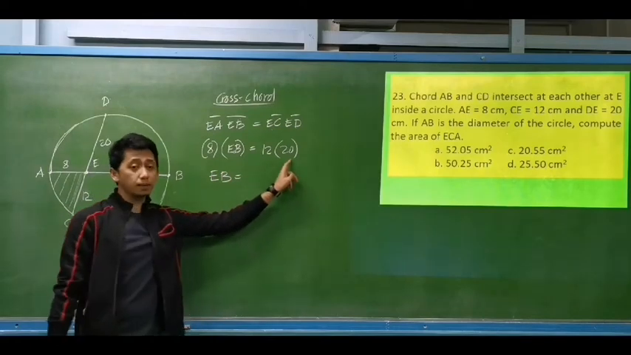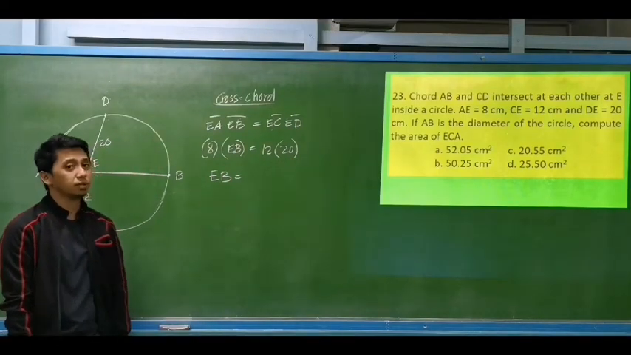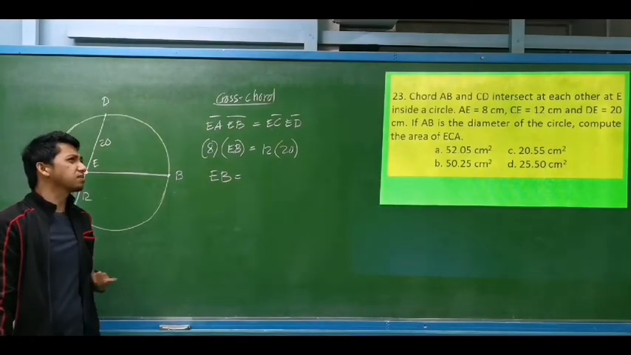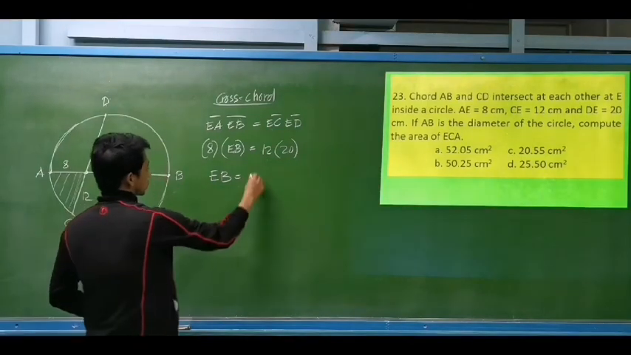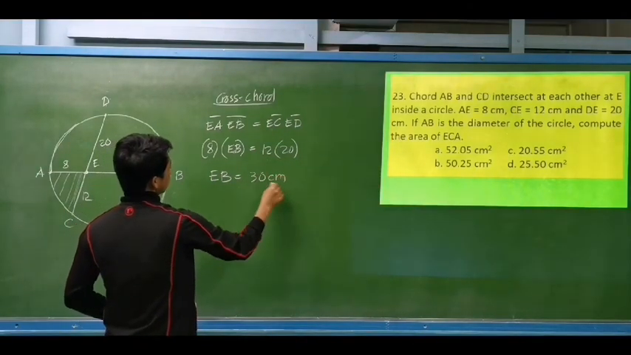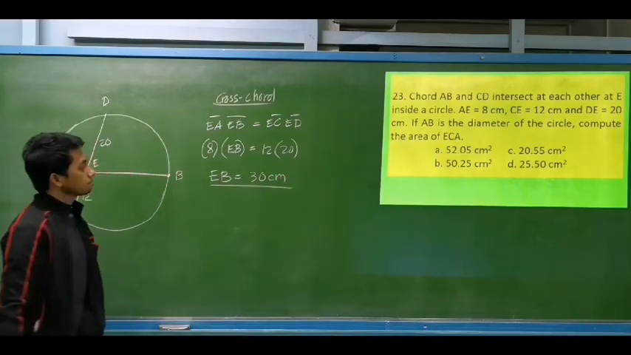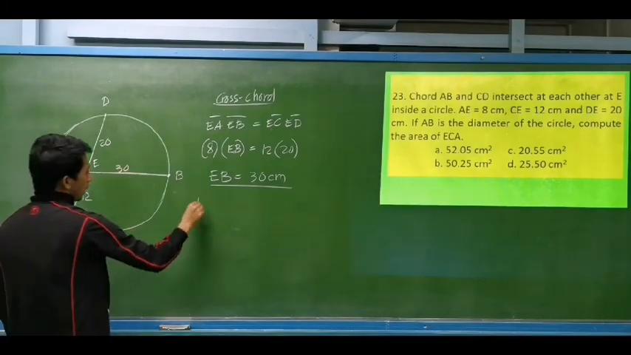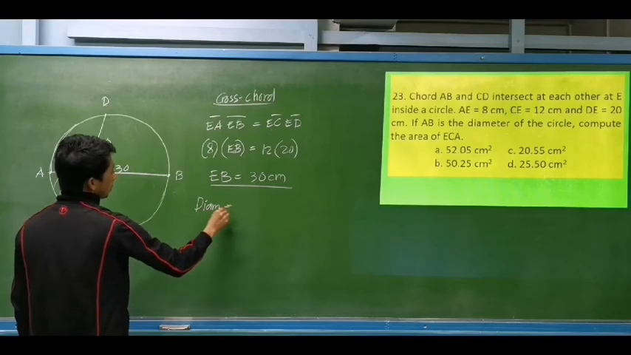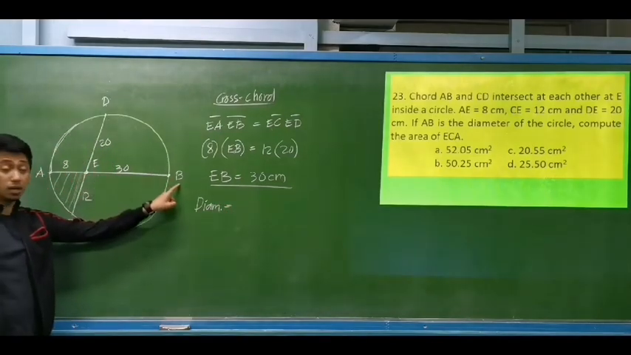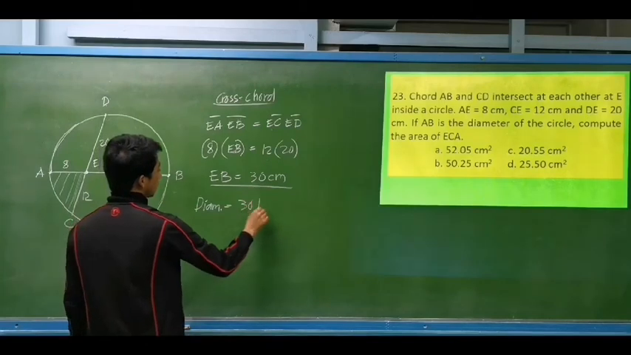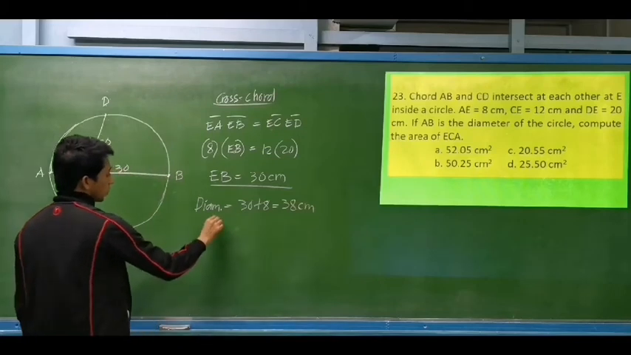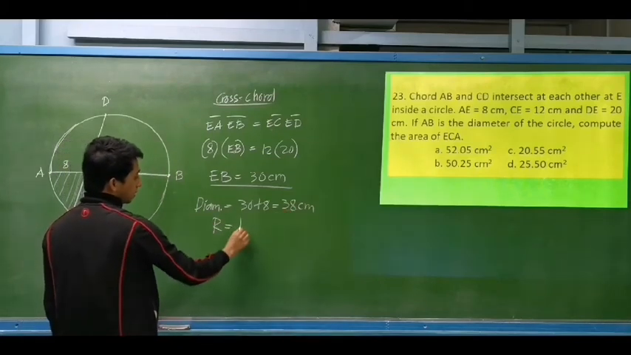Okay, this is 12 times 20 is 240 ba yun? Yes, 240, divided by 8. 240 divided by 8, ano yun? Is this 30? Yan, 30 centimeters. Di ba? So we have EB. Kung EB is now equal to 30 centimeters, alam naman natin yung diameter. Sabi niya sa problem, yung diameter daw is AB. So which means that is 30 plus 8, meron tayong diameter na 38 cm. Tapos, yung radius is kalahati ng 38.